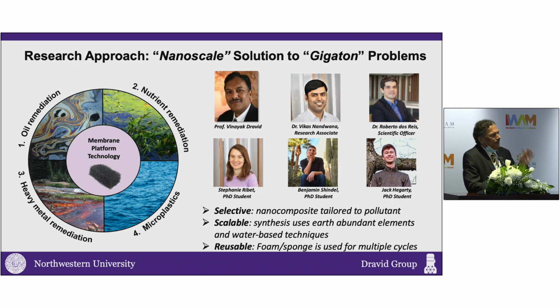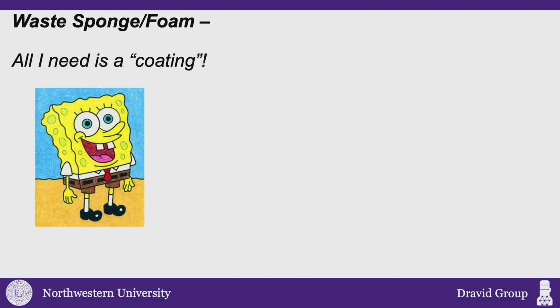And they're all relying on basically the affinity. How does a pollutant interact with the surfaces? That's part of what I'll show you in the rest of the talk. So I start with my favorite character, usually a neutral character, SpongeBob. So imagine sponges. All it's asking is, can I use a coating to make the sponge behave a little differently?